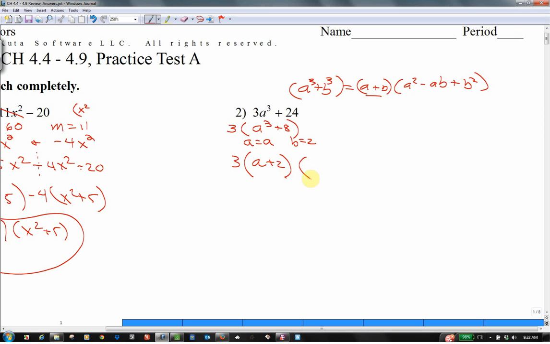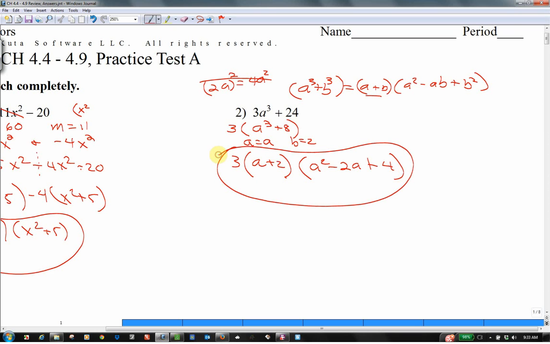Now here, if I would have something where a would have been 2a, and then you square that, you have got to square the number also. Now, of course, we didn't have anything like that, so I don't have to worry about that. I just wanted to mention that you have to square the number. So this would be a squared minus 2a plus the 2 squared would be 4. Okay, moving on.